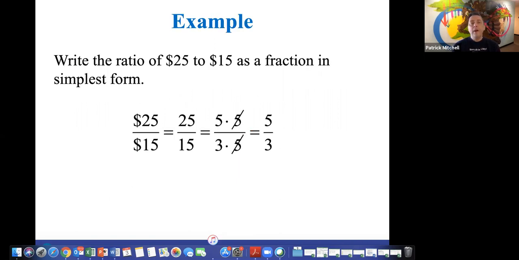Okay, so if you had the ratio $25 to $15 and we wanted to write that as a fraction in simplest form, we would start off by writing $25 over $15. And then we can ignore the dollar sign because it's the same on the top and the bottom. You're going to see another example of that here in just a minute. So now it's like simplifying the fraction 25 over 15. They have a common factor 5. You cancel that 5 and you're left with 5/3.